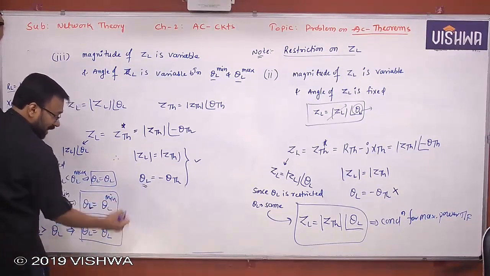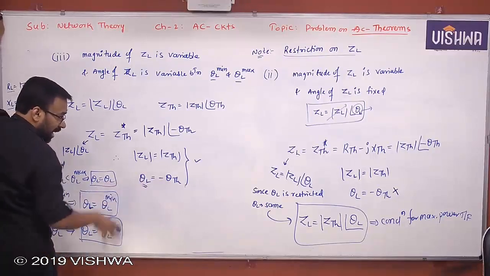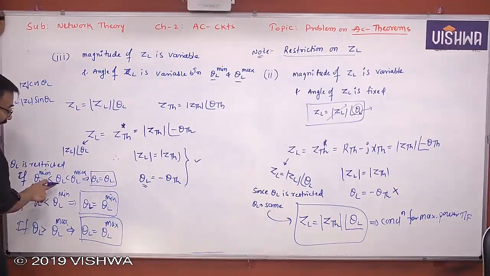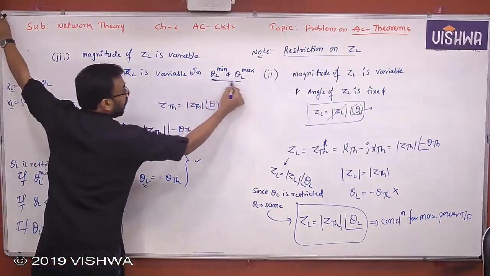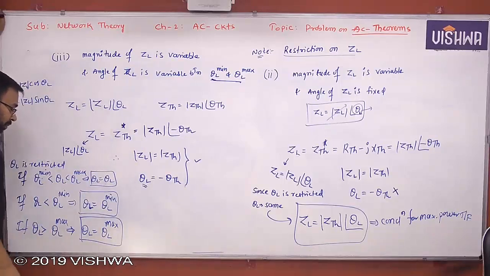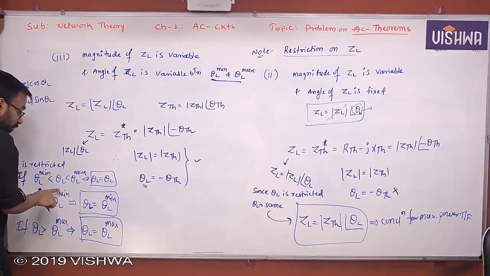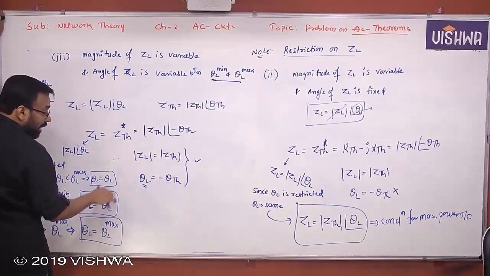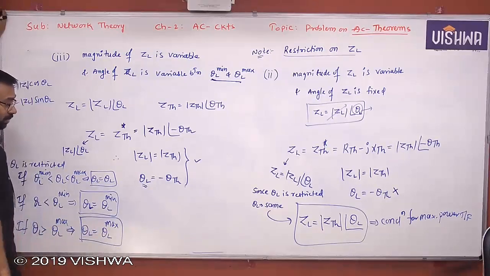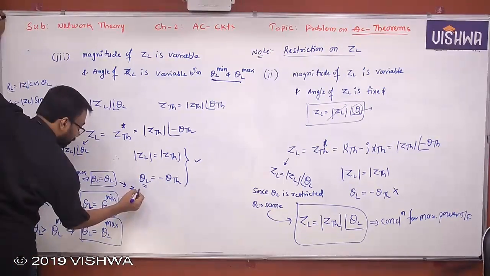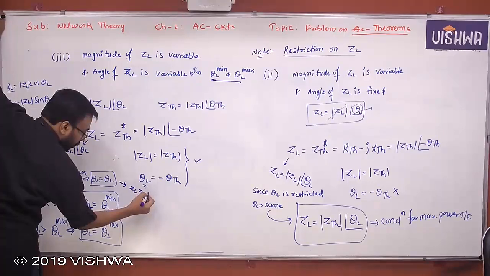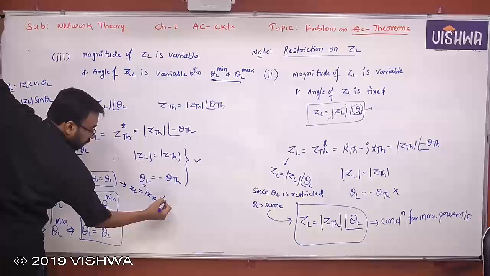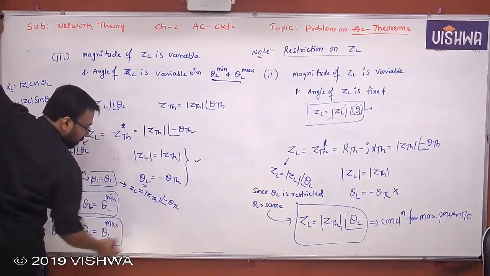So I fixed already what theta L is here. As of now, this is theta L. But theta L may change based on restrictions. If that theta L lies between the given limits, there is no problem. You take it as it is. If theta L is less than theta L minimum, then theta L will not be minus theta TH. It will become theta L minimum. Similarly, it will become maximum. And finally here, ZL becomes ZTH at an angle of minus theta TH, the condition for maximum power transfer.